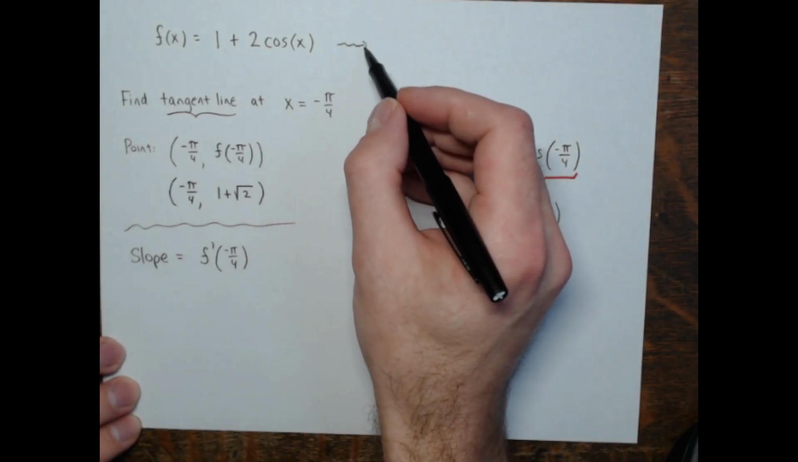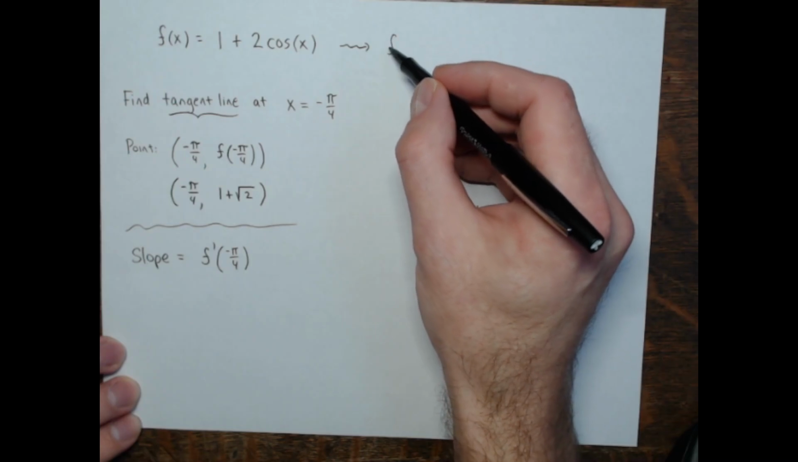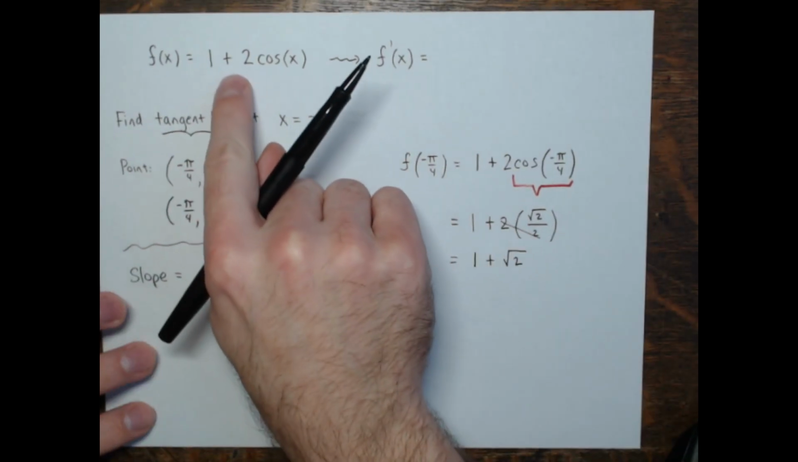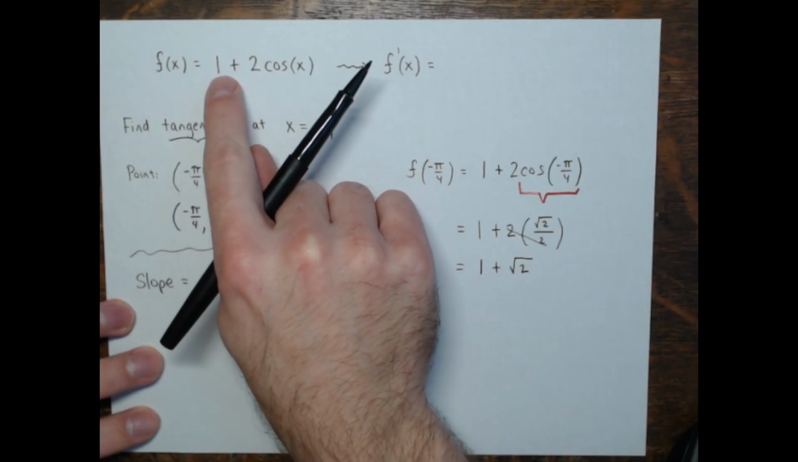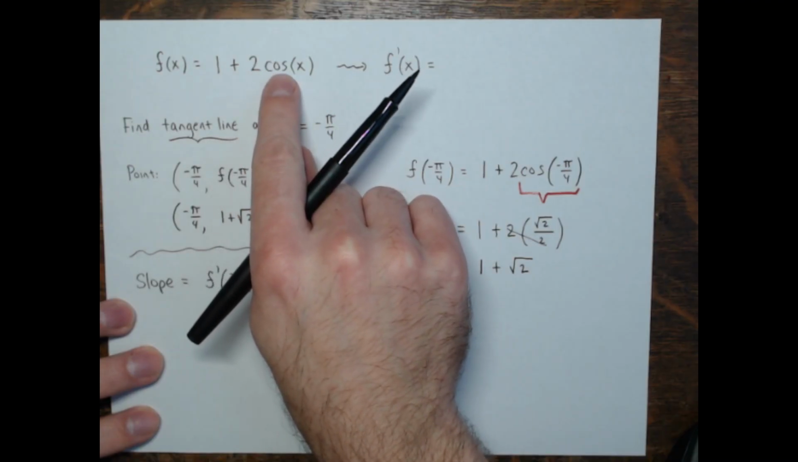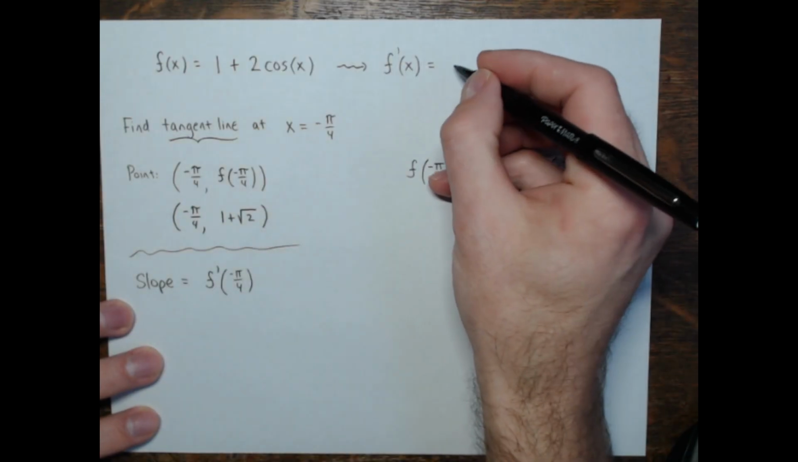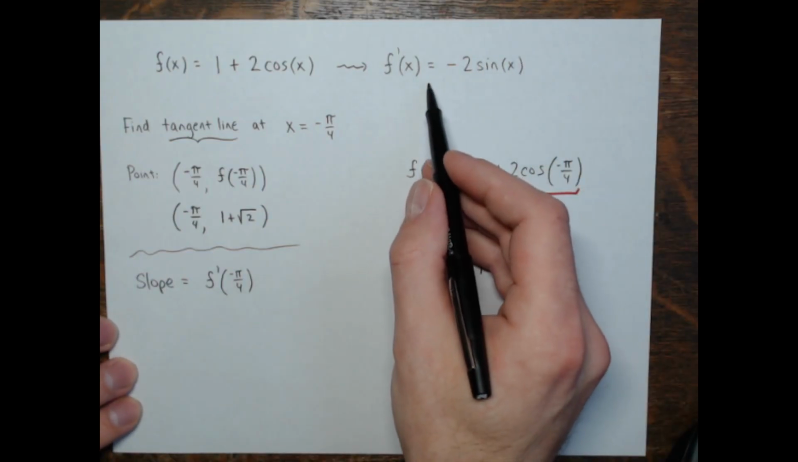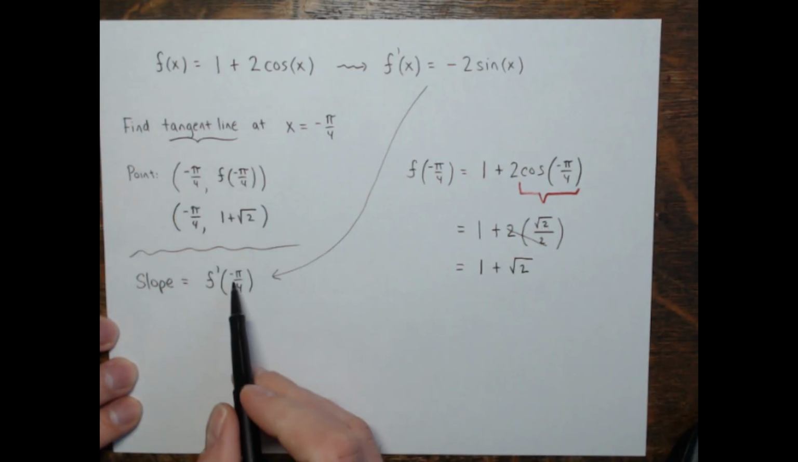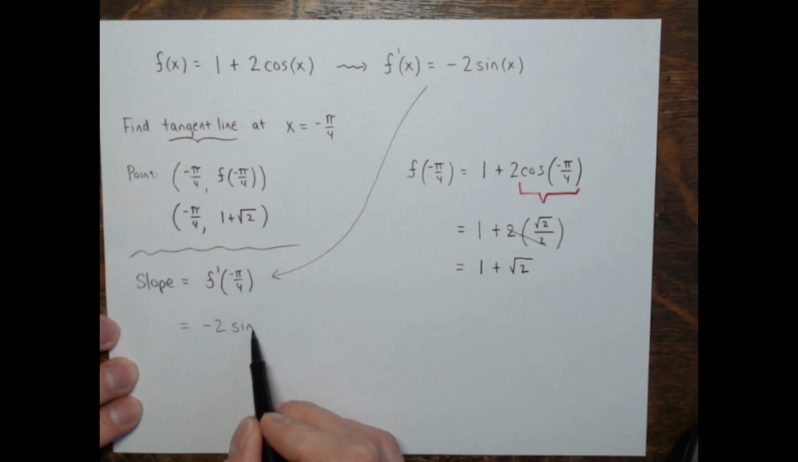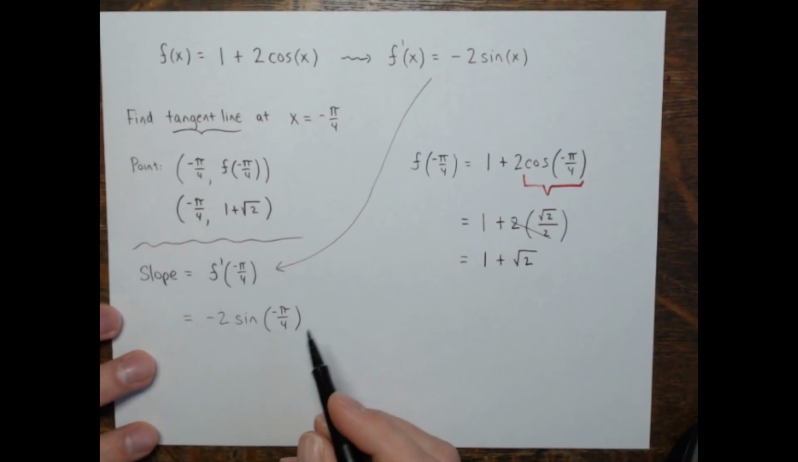So going up here, right, we got f of x is 1 plus 2 cosine x, f prime at any x. Now this isn't a product or a quotient or anything, thank goodness, right? So it's just 0 for the first term, plus 2 times the derivative of cosine, which was negative sine. So this would be negative 2 times the sine of x. So going down here, plugging in negative pi over 4, we get negative 2 times the sine of negative pi over 4, or negative 45 degrees or whatever.